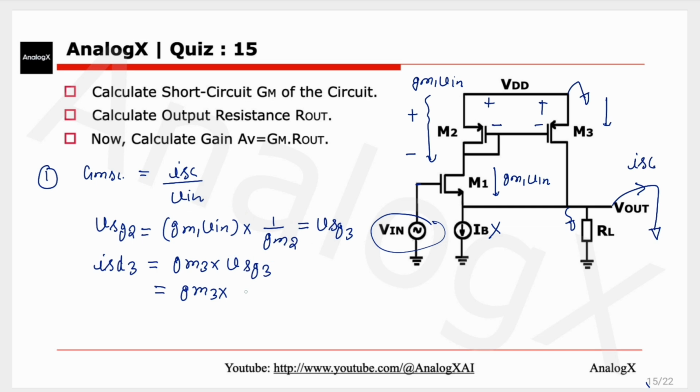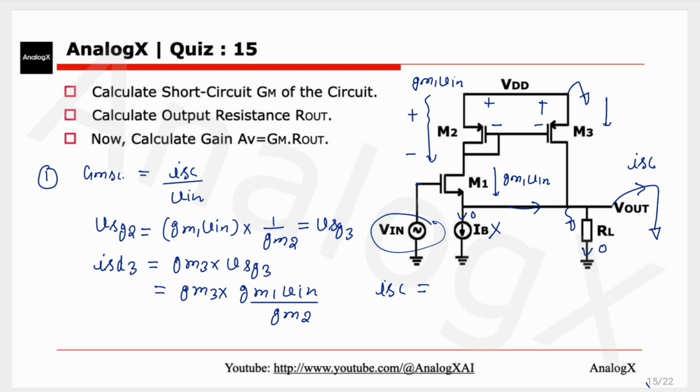So we will put this value. That will be GM1 V in by GM2. So this current is ISD3. What will be the ISC? The short circuit current is this current. This current will be 0, and this one is short circuit, so this current will also be 0. There won't be any current through the load resistance. So only this current and this current will add to the ISC.